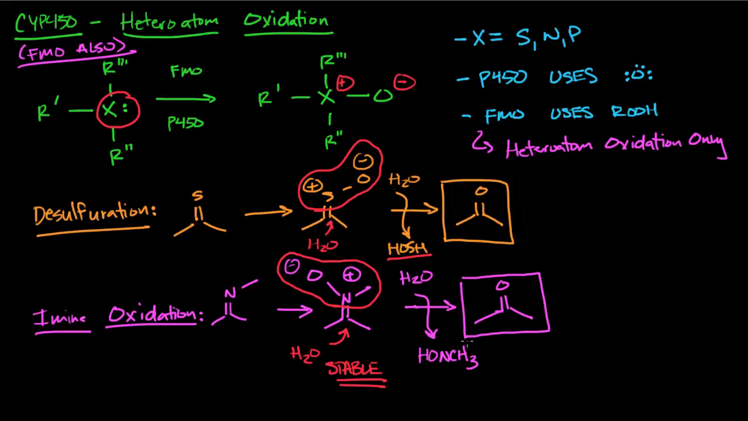Okay, so desulfuration and imine oxidation are just clever ways where, if you have a synthesis problem, you can get rid of a sulfur or get rid of a nitrogen and convert it to a ketone or an aldehyde or just anything involving a C=O bond. All right, so there we have it, heteroatom oxidation.